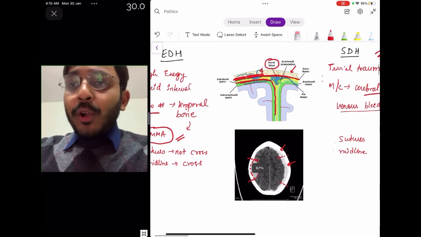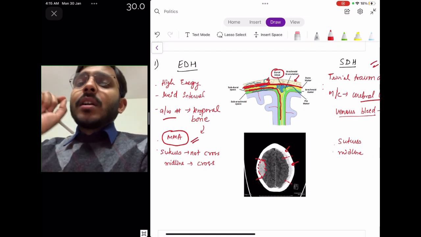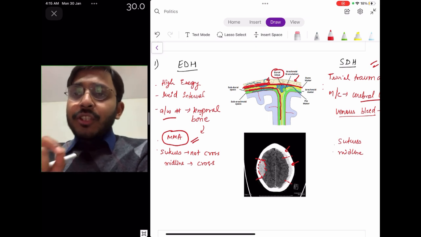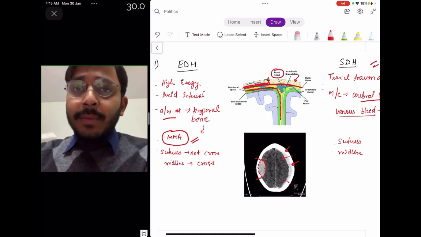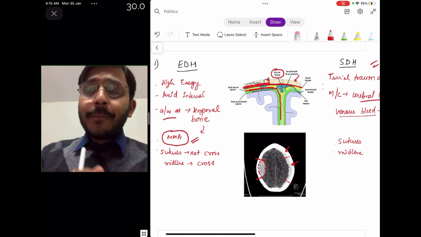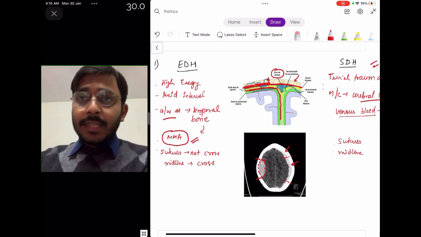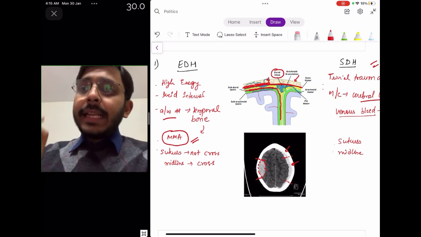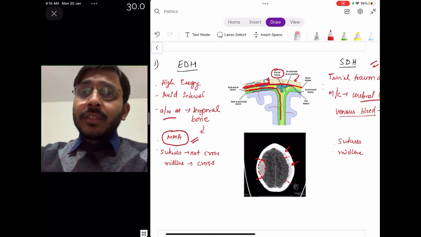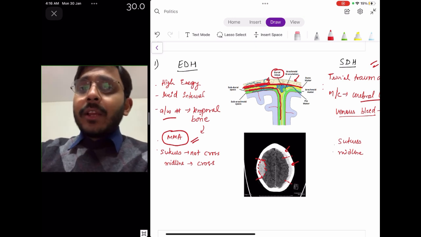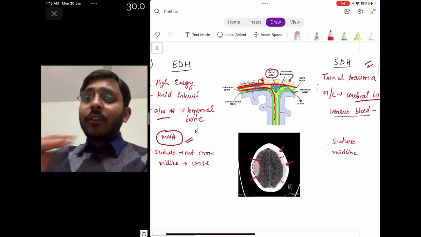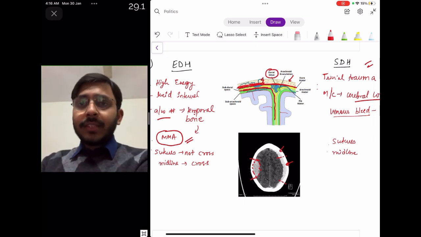So a very important point differentiating between the two is crossing of sutures and midline. Now I haven't yet spoken about the shape because shape is not a definite criteria to differentiate between the two. You'll sometimes get confused what kind of bleed it is when the bleed is small. So shape is not really a criteria to differentiate between the two. Remember, EDH being outside the dura cannot cross the sutures because at the site of sutures, the dura is stuck to the periosteum. So the EDH will not cross the sutures. However, SDH is below the level of dura and hence it can easily cross the sutures, right?